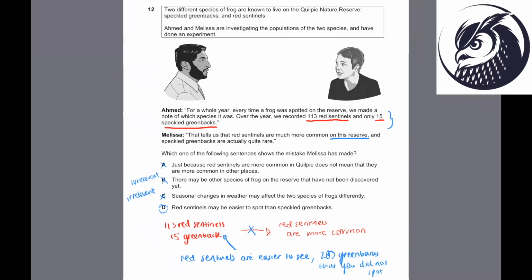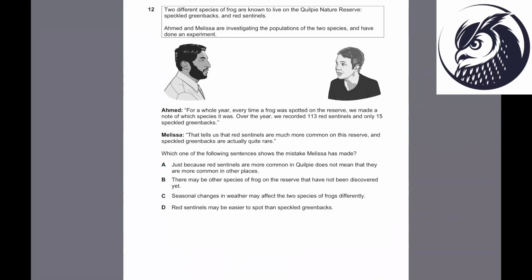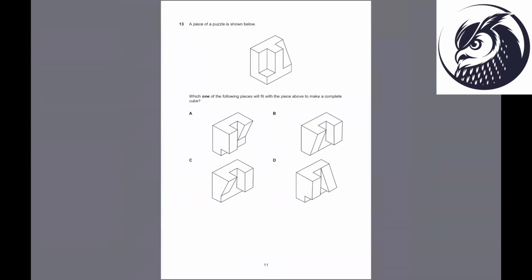Okay, moving on. Let's go on to question 13. Question 13 is another example of one of those visual spatial reasoning questions, so I'll just make a little note of that. Visual spatial reasoning questions. It's saying there's a piece of puzzle shown below. Which one of the following pieces will fit with the piece above to make a complete cube?